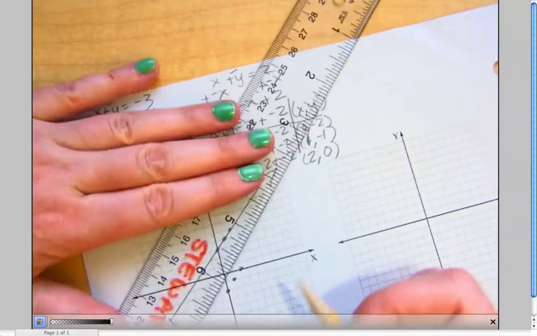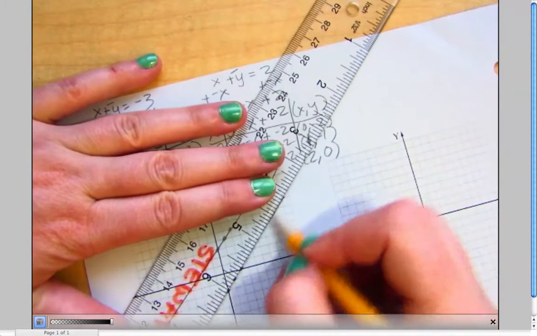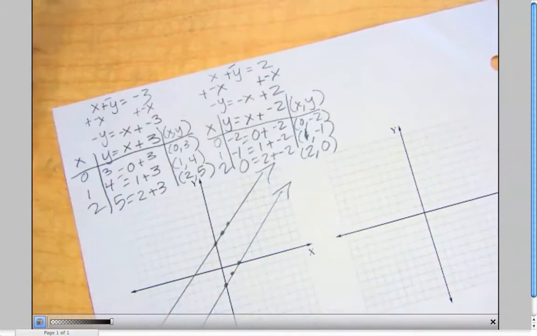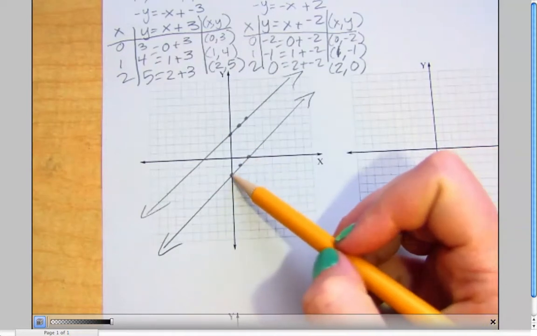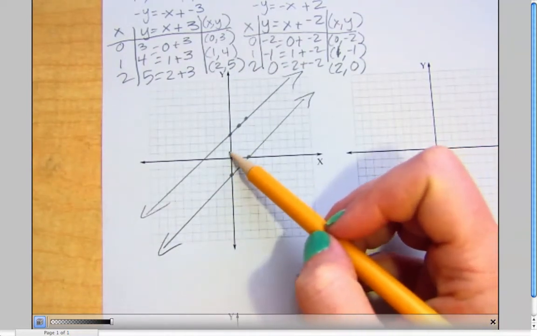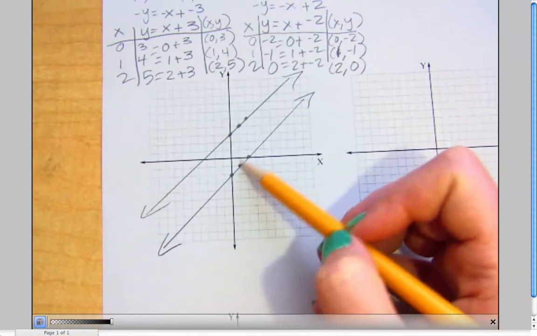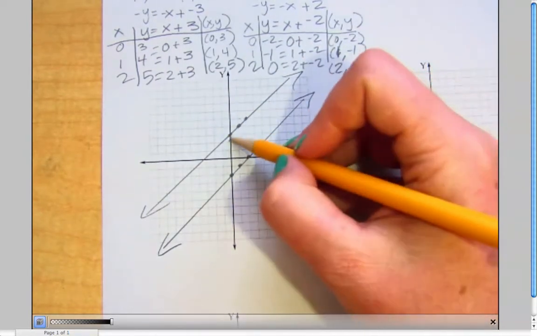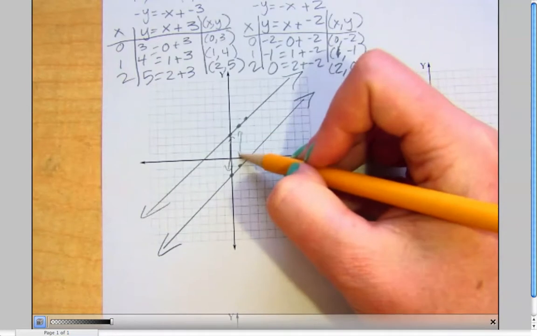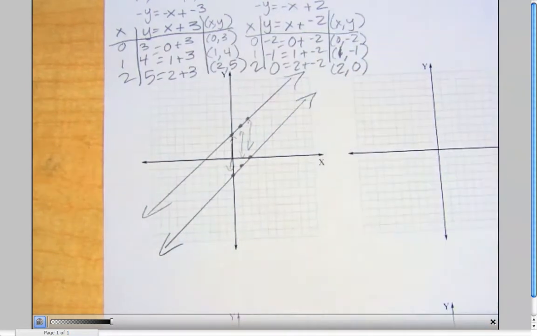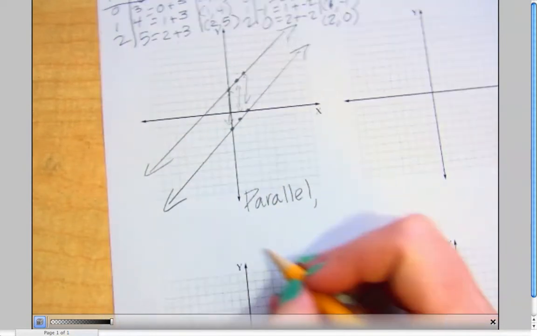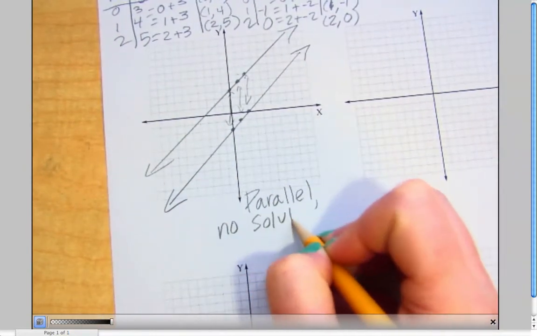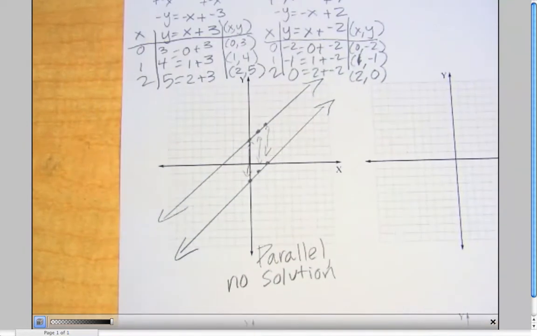What do we notice about these two? Connect these dots. Is there a solution that they share? No. You can notice it's the exact same line, just moved up 5 spaces. This is 5 higher, this is 5 higher, this is 5 higher. So they're the same distance from each other between each of their common points. That means these two lines are parallel, which means there's no solution. They're never going to meet, so they won't ever share a common solution.